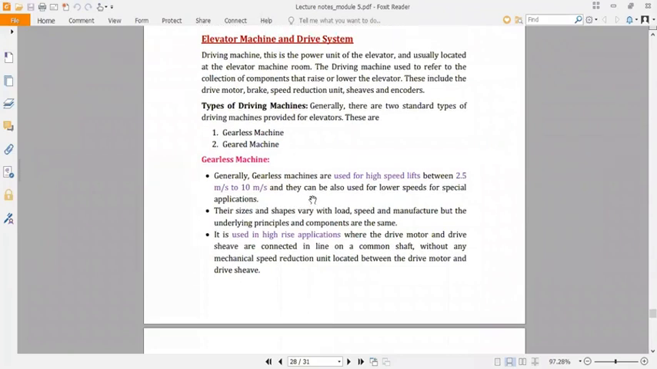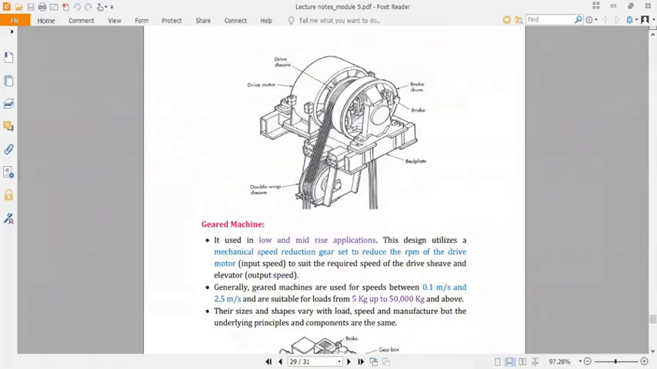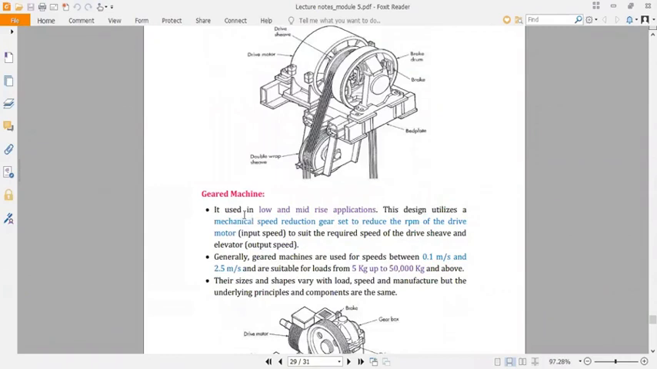And the second one is the geared machine. Okay. The diagram that I have shown here. The second one is the geared machine, and that is used in low rise application. That is the speed of the movement of the lift that is less compared to the gearless machine system. Okay, you can see here the speed is 0.1 meter per second to 2.5 meter per second, whereas the speed of the gearless machine was from 2.5 meter per second to 10 meters per second. So speed has reduced in the geared machine system.